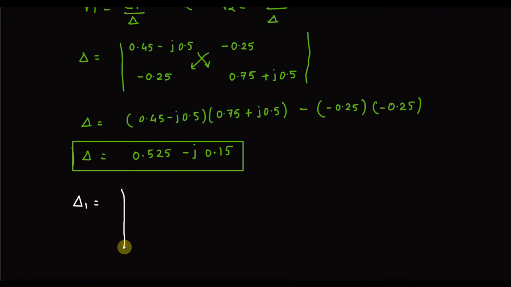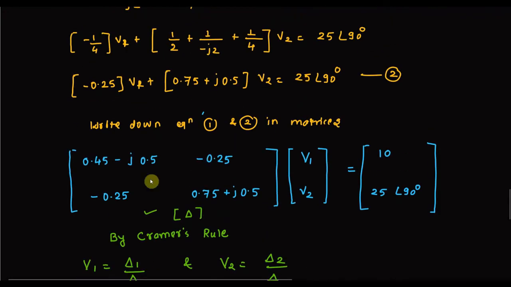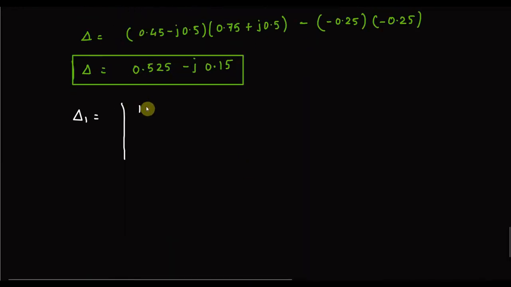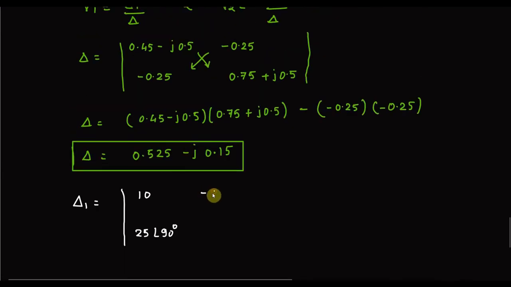Again, it is a determinant. Replace the first column of this delta matrix with the current matrix. So, this is your current matrix I. This is your V matrix, and this is your Y matrix. Y means admittance matrix. Fine. So replace the first column by this one. 10, 25 at angle 90 is placed in this column, and the rest of the things will remain the same.